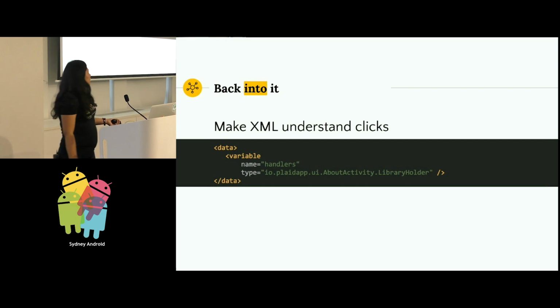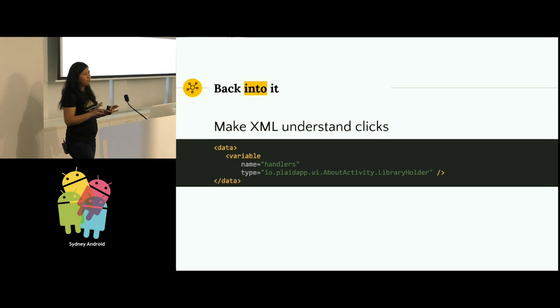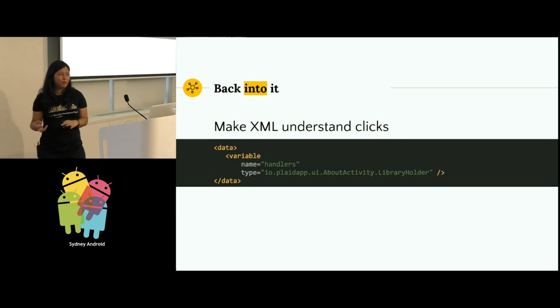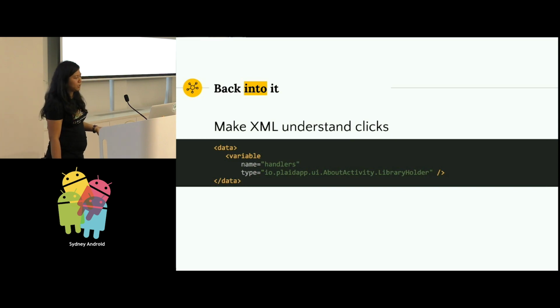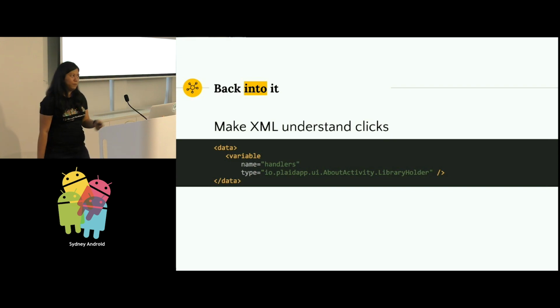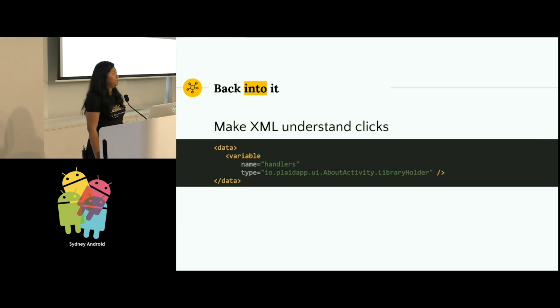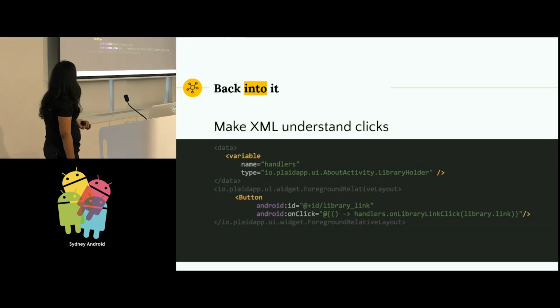All right, so now what about those click listeners? I mentioned that the RecyclerView has a link to the library website, so we can do that with data binding as well. We can pass in handlers similar to how we pass in variables, and the handlers can be anything. It can be your presenter or your view model or whatever architecture pattern you follow. As long as it has the implementation of what the event should do, you can pass it into data binding. The type needs to be fully qualified, but Android Studio supports that already.